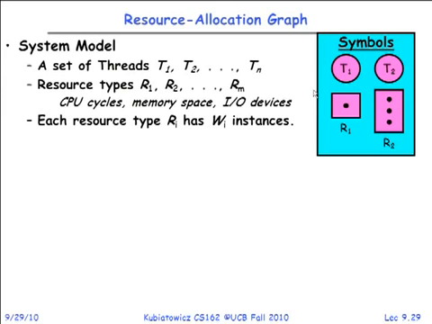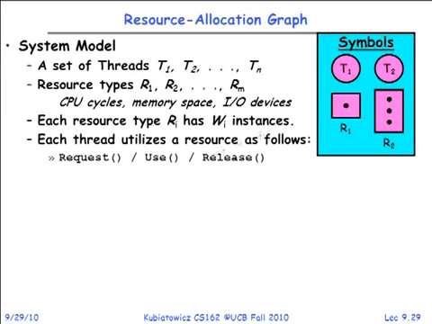So here, R1, there's only one of them. R2, on the other hand, has three of them. And when I say I need an R2, I don't really care which one I get. Okay, that's what that three-dot system means there. And each thread utilizes a resource by requesting it, using it, releasing it. So that doesn't seem too mysterious.